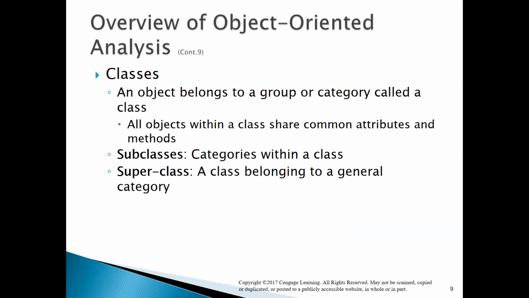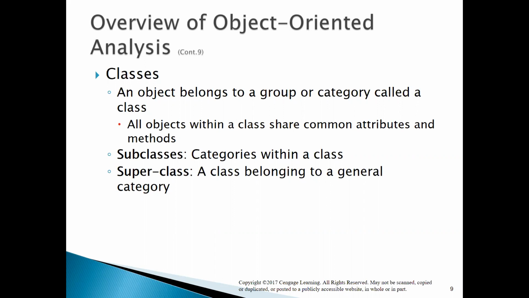Now the next term in object oriented is classes. An object belongs to a group or category called a class. All objects within a class share some common attributes and methods. Subclasses are categories within a class. Superclass is a class belonging to a general category. Classes are basically a group where objects belong to. So you have a group and objects belong to that specific group.